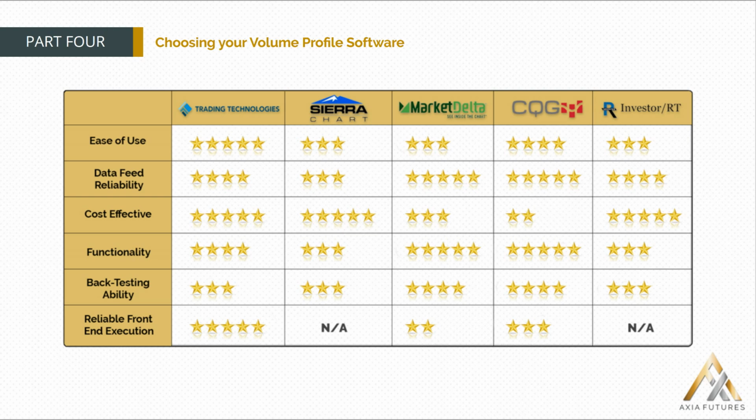The first is ease of use. Now, as you can see, I've done it in stars. 5 stars signals very easy to use, very simplistic, very straightforward. Whereas 1 star or 0 stars means extremely difficult or not easy at all. As you can see, Trading Technologies is by far one of the easiest charting packages to use. We then have Sierra Chart, Market Delta, CQG, and Investor RT.